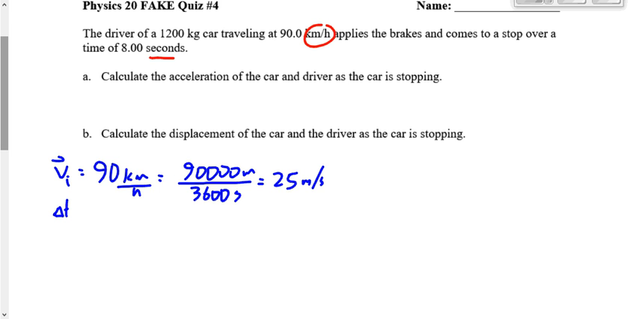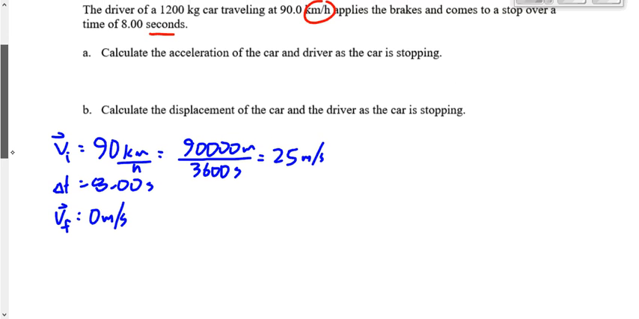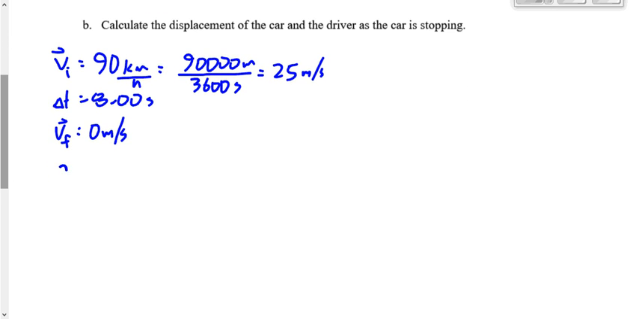I've got a time interval here of 8.00 seconds. Is there anything else that I have if I read between the lines? It's not explicitly stated, but it's kind of stated here. Yes, v_f is equal to 0 meters per second. Kilometers per hour, meters per second, that's the easy conversion, right? 0 kilometers per hour, 0 meters per second. Now we want to find the acceleration and the displacement.